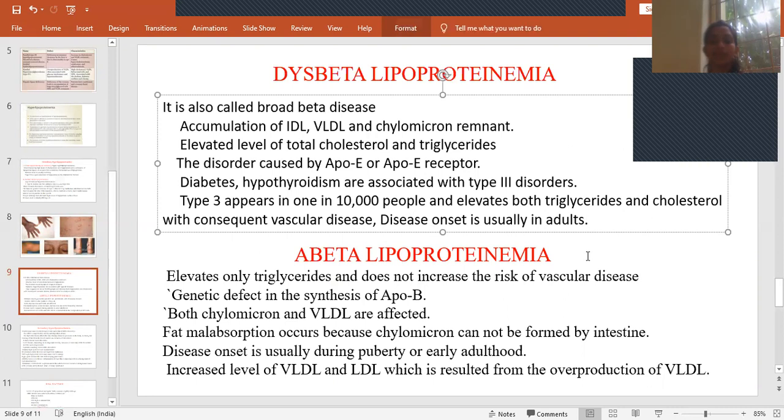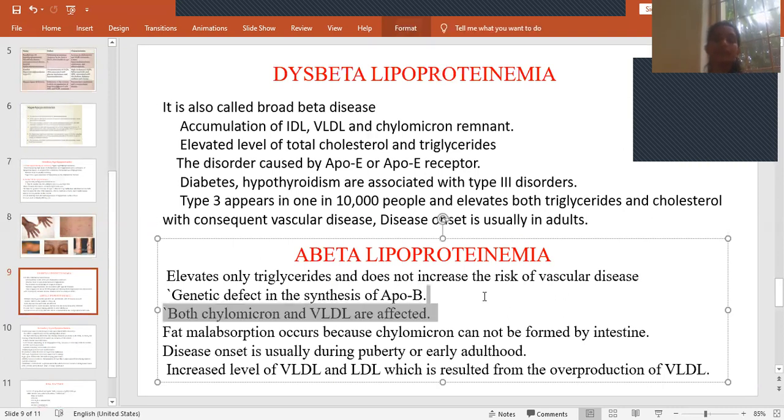And then abetalipoproteinemia. In this there will be elevation only in the triglycerides, but there will not be an increased risk of vascular disease. So there is no risk of coronary artery disease. Here there is a genetic defect in the synthesis of ApoB, that means a defect in the production of ApoB, and both chylomicrons and VLDLs are affected. Fat malabsorption occurs because chylomicrons cannot be formed by the intestine. As chylomicrons are not formed by the intestine, it shows fat malabsorption. Mal means decreased absorption of fat.